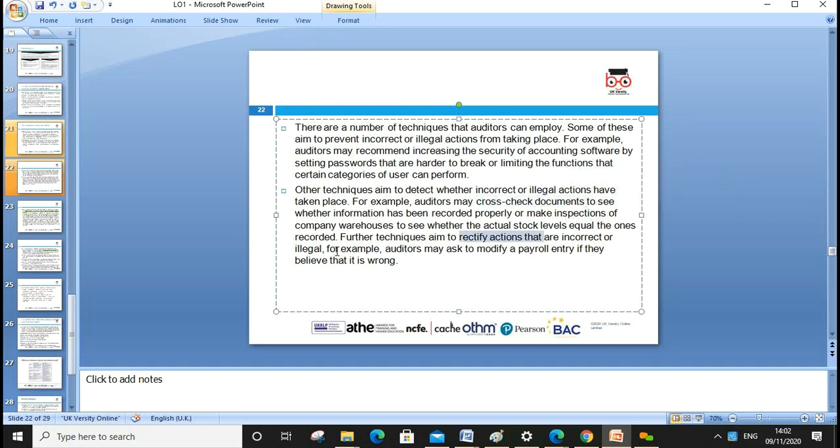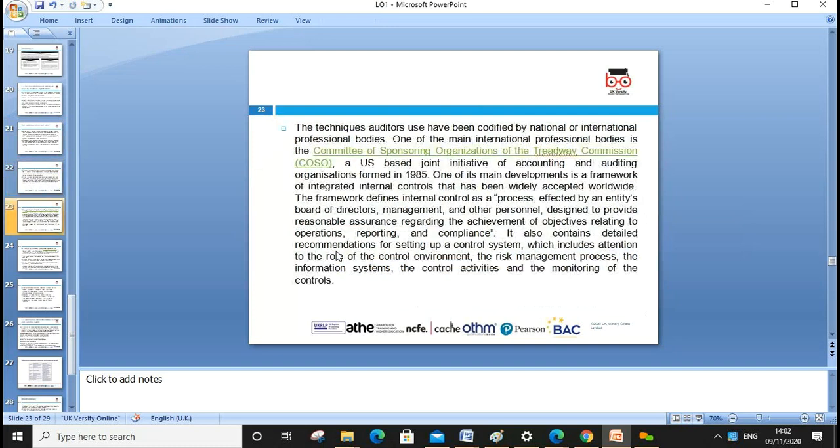Then the rectified action for incorrect or illegal actions. An auditor may ask to modify the payroll, because why do you pay through cash? Maybe we'll ask for bank transfer, because with cash a lot of fraud can happen.